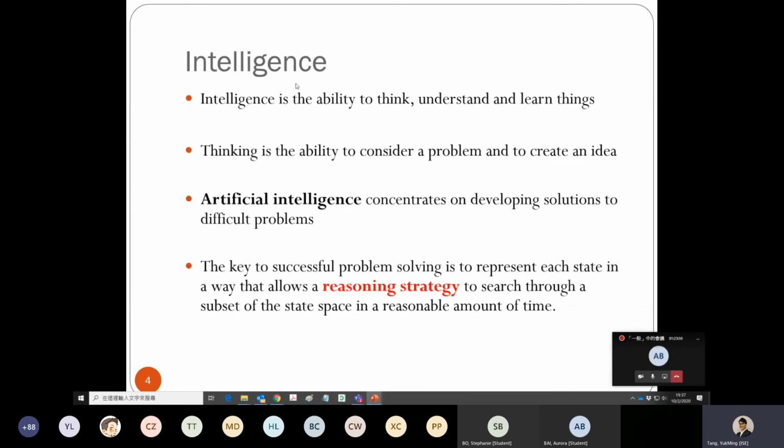I forgot to show you the mouse pointer. Let me show you the laser pointer.